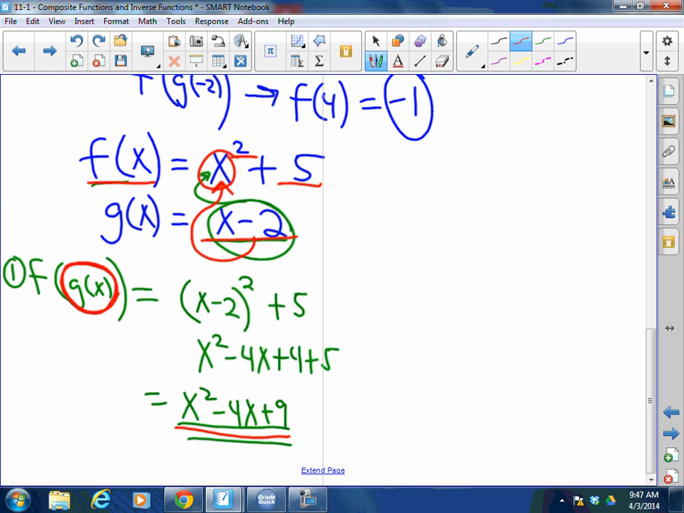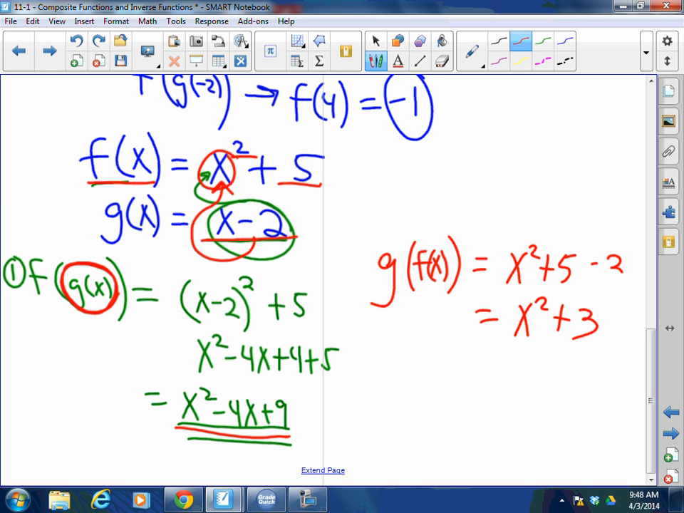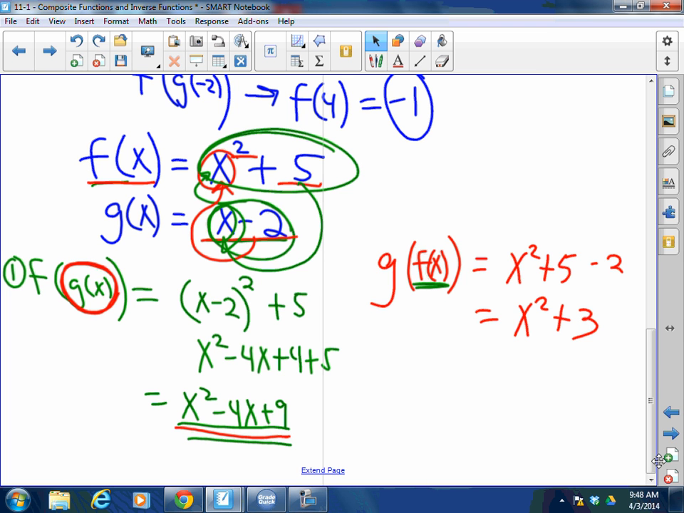Now let's try in red g of f of x. What am I replacing the x in function g with? So I'm going to have x squared plus 5 minus 2. So that equals x squared plus 3. What did you do there? Well, I took the x squared plus 5, which is the new x of function g, and I plugged it into the x value. Does that make sense, guys? I'll explain it again if you need. You got it? Good. May I continue?